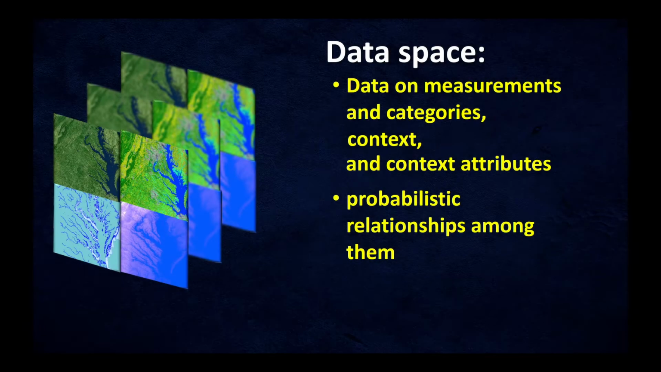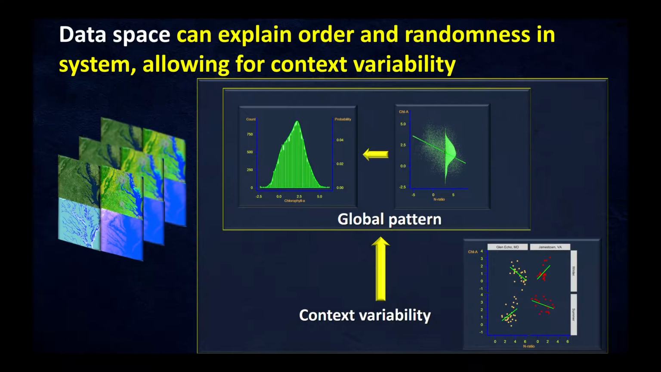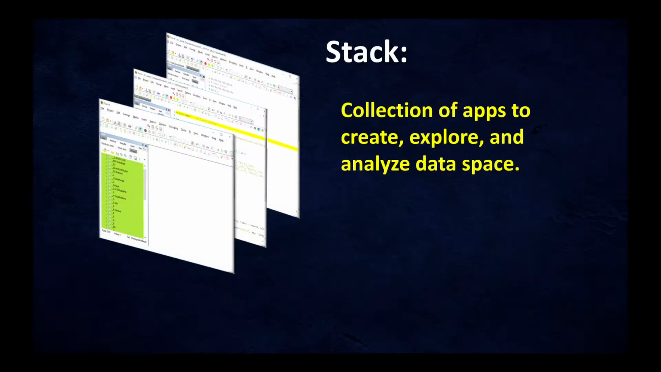In the previous unit, we saw that data space consisted of two things: data on measurements or categories, context and context attributes, and the probabilistic relationships among them, depending upon whether we are willing to make certain assumptions. Our objective as data detectives is to investigate the order and randomness in a system, allowing for contextual variability. To do this, I will offer another useful concept: the stack.